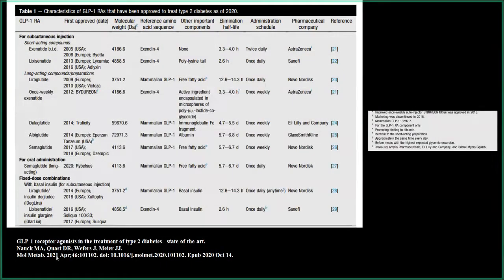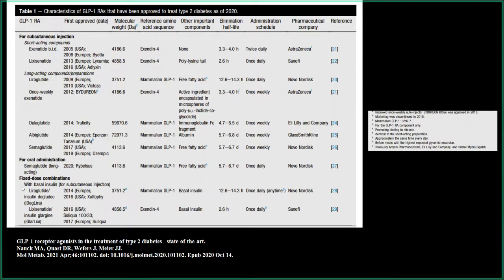Now, this simply shows you all these different compounds, looking at their elimination half-life and how often you have to administer them. You can see that initially the exendins had to be used twice daily. Then it was made once a day, and then once weekly. And then you got the oral formulation, which was once daily. So there have been a lot of modifications of this protein. And I'll talk a bit about how you can make an oral formulation so that the peptide can be absorbed through the GI tract without being broken down.